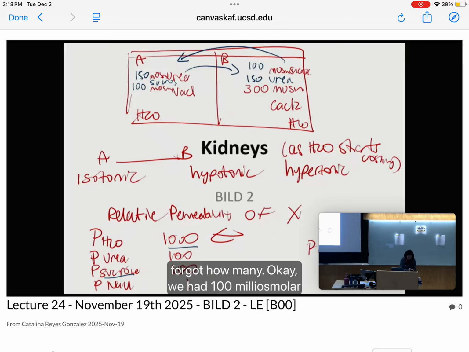Okay, we had 100 milliosmolar sodium chloride. So before I move on here, just because I erased my 100 here. So 100 sucrose, 100 sucrose, right? So we're still there. Okay, we're good. Thank goodness I took a picture of this.